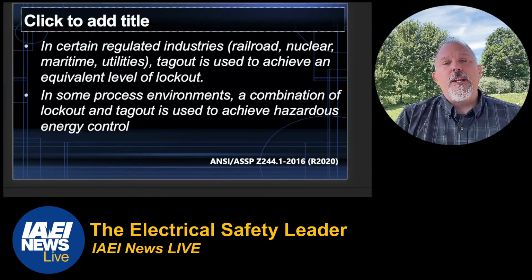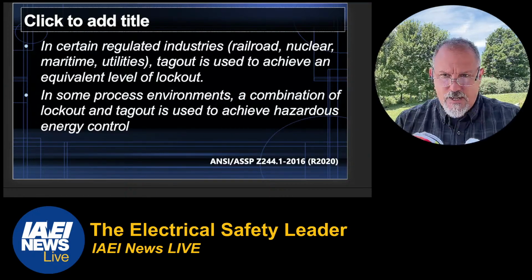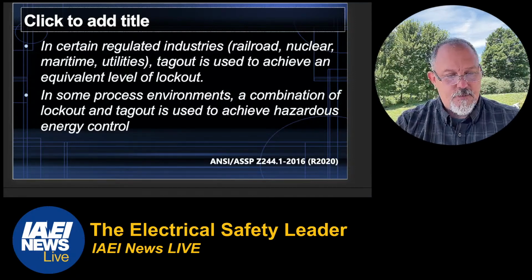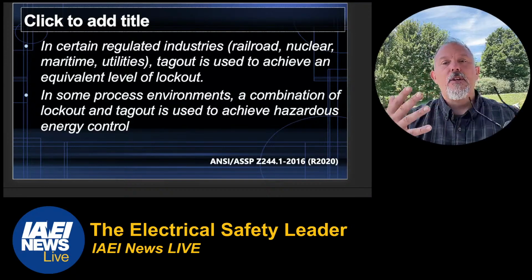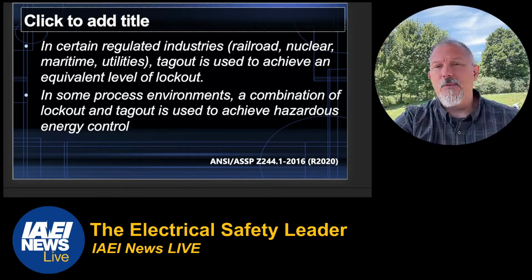All right. In certain regulated industries, railroad, nuclear, maritime, utilities, tagout is used to achieve an equivalent level of lockout. In some process environments, a combination of lockout and tagout is used to achieve hazardous energy control. Now, I see railroad, nuclear, maritime, so let's take a look at the scope of 70E. 70E does not cover ships, watercraft, or other floating vehicles, railway rolling stock, aircraft, or automotive vehicles other than mobile homes and recreational vehicles. Installations of railways for generation, transformation, transmission, distribution of power. Installations under the exclusive control of the electric utility. I find that this is out of Z244, where they're talking about tagout achieving an equivalent level of lockout, and they're highlighting areas that are not really covered by 70E.